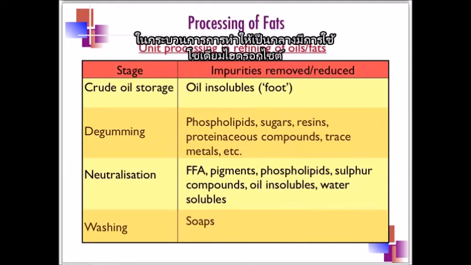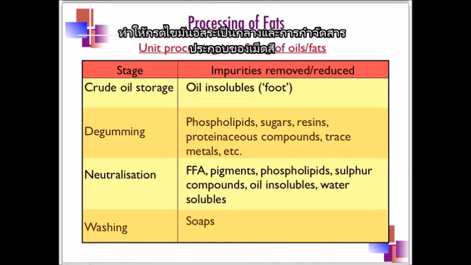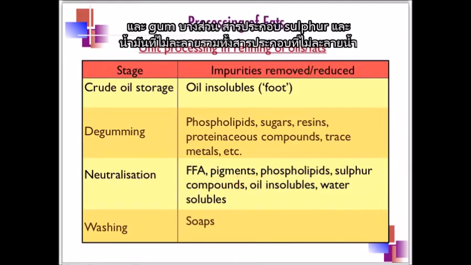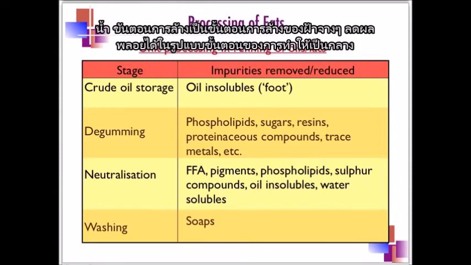In the alkali neutralization process, we add the caustic, or sodium hydroxide, to neutralize the free fatty acid and also remove other components, pigments, and some gums, sulfur compounds, and other oil-insoluble and water-soluble compounds. Then the washing step is to wash the soaps that are produced as a byproduct from the neutralization step.